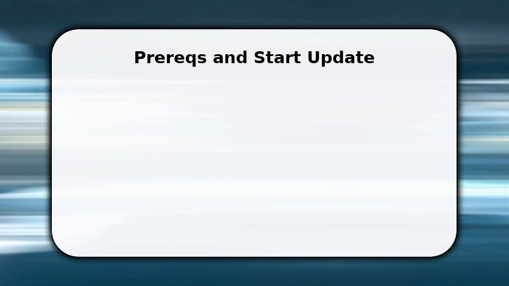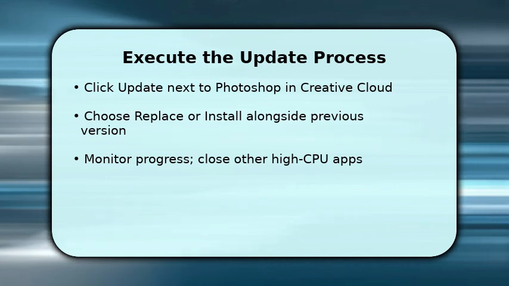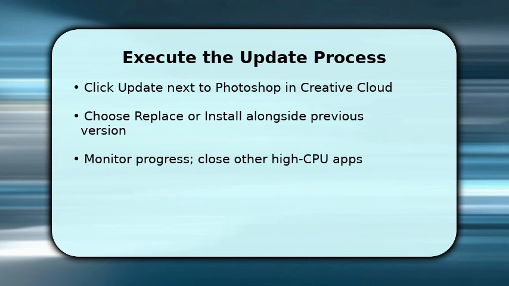Now open the Creative Cloud app and move on to locating Photoshop in the app list to start the update process. You'll click Update beside Photoshop in the Creative Cloud desktop app and choose whether to replace the existing version or install alongside it for rollback options. Once you select your preference, the app downloads the installer and applies the update automatically.